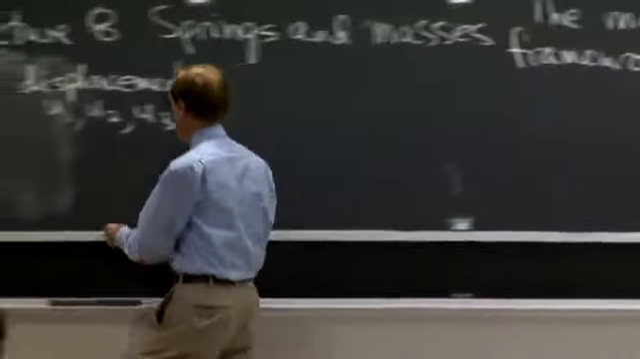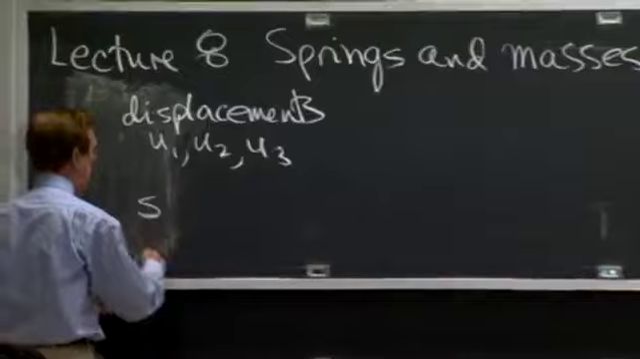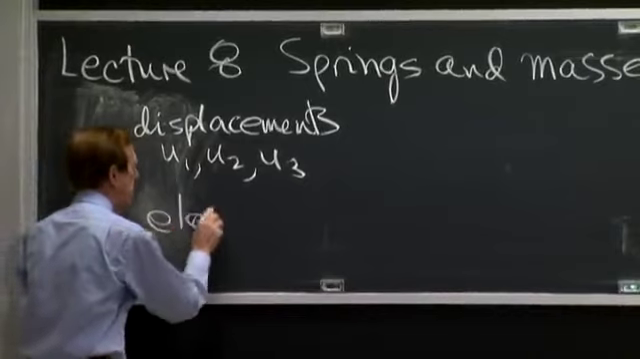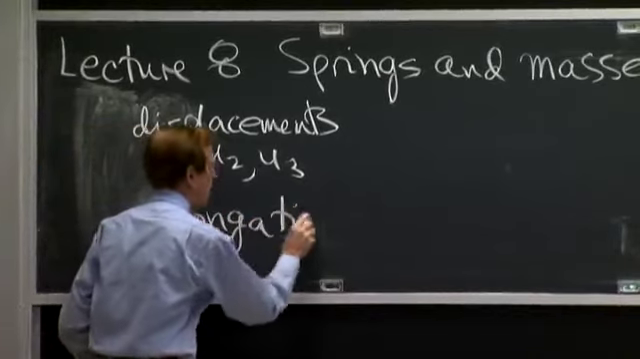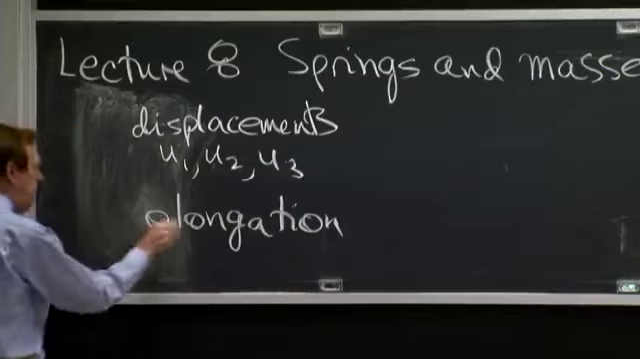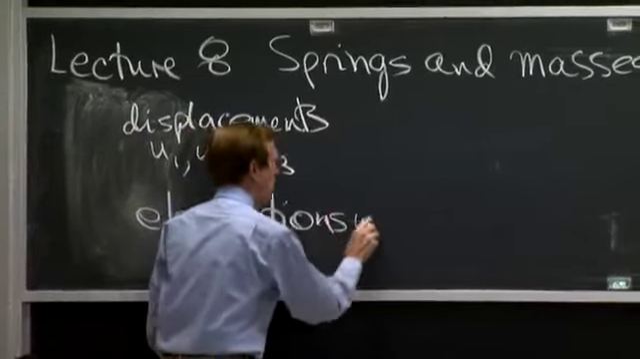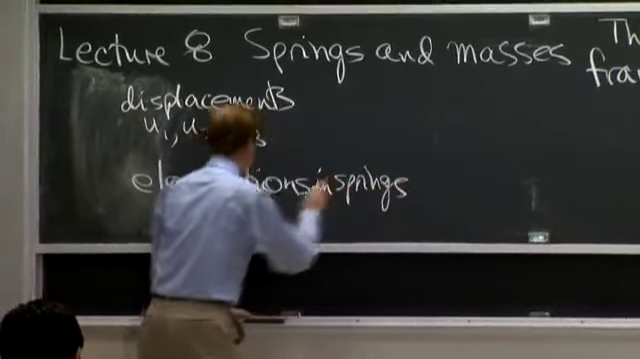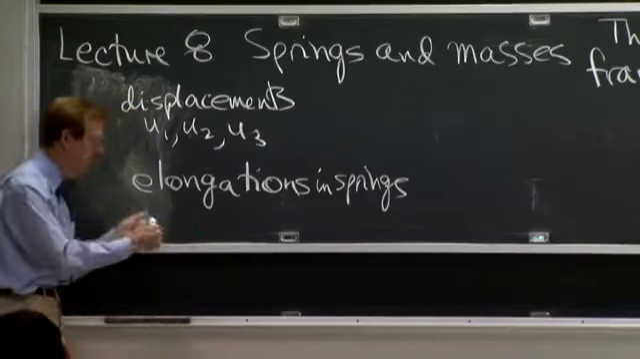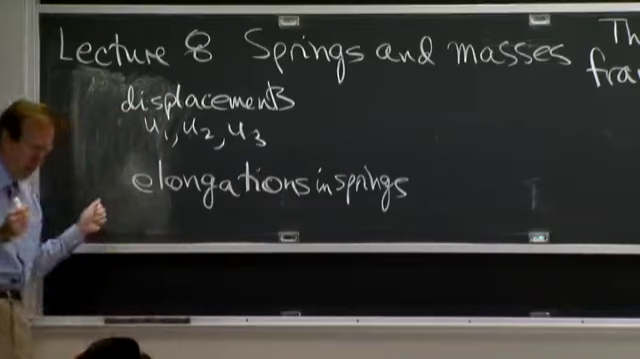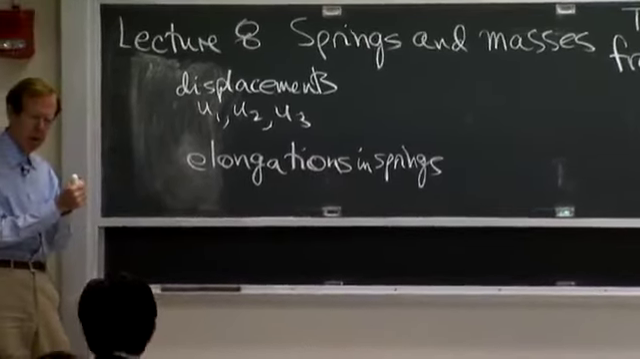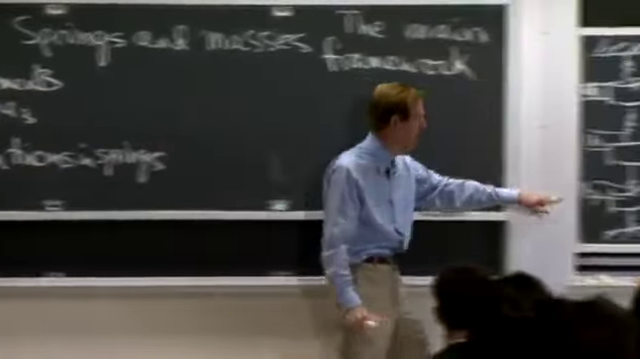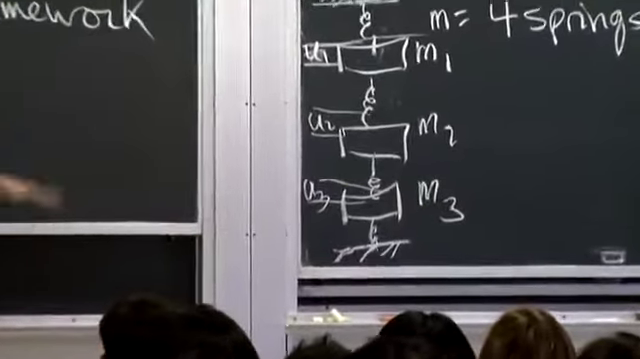So let me put that up here. So stretching, or elongation, I'll use 2 words. Elongation, I'll say sometimes, because that starts with the letter E. So these are the elongations in the 4 springs. So those will be, let me call them, the amount the spring stretches. Or, what's the opposite of stretching? Compression somehow.